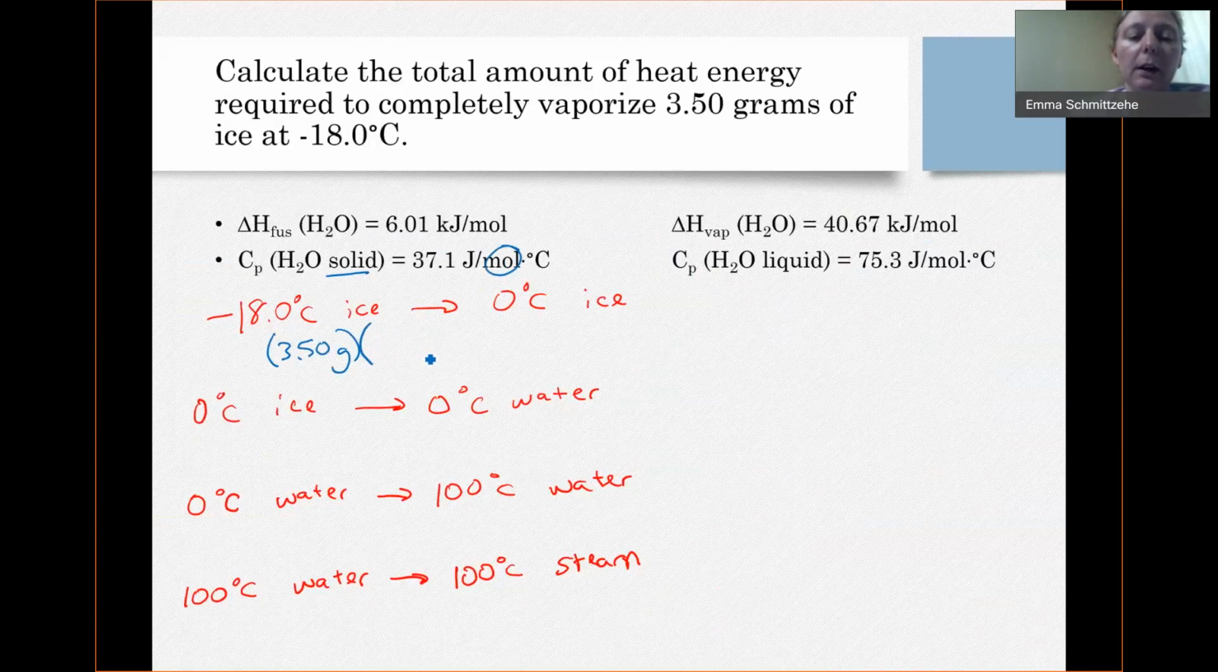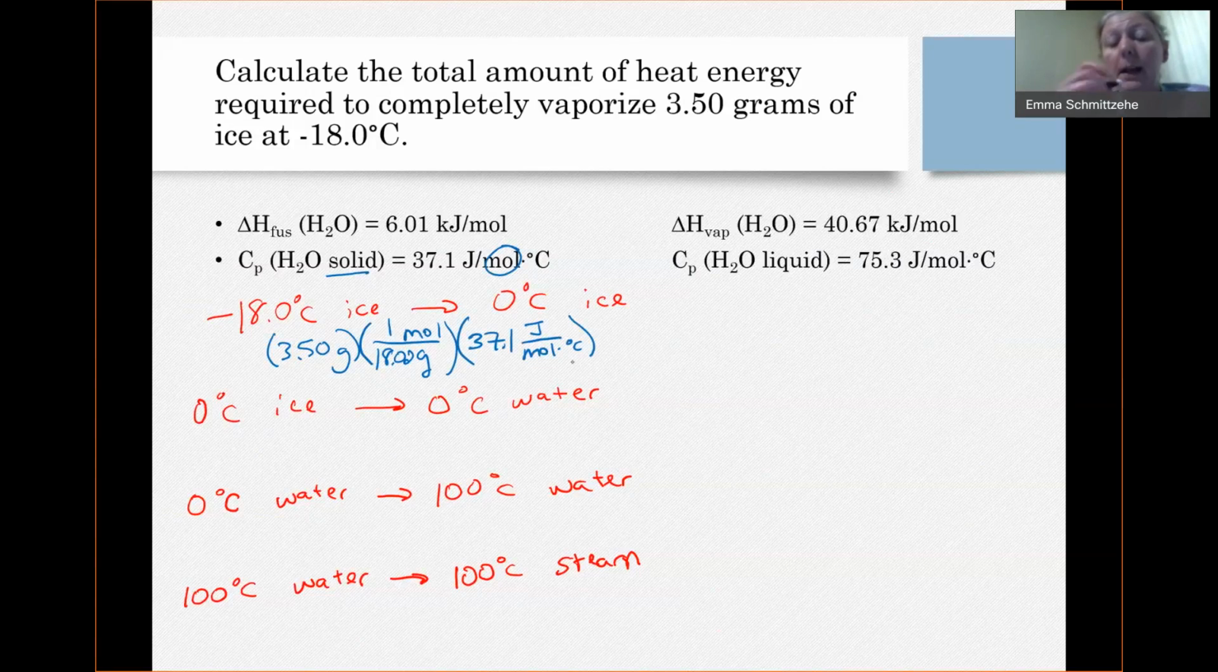So I want to get rid of the grams and go to moles. And since this is water, I use the molar mass of water, 18.02 grams per mole. And then I'm going to use that molar heat capacity. Then I take times the change in temperature, which is the final 0 degrees C minus the initial negative 18 degrees C, and then you can calculate that. I'm going to go ahead and write out the work for these other steps.